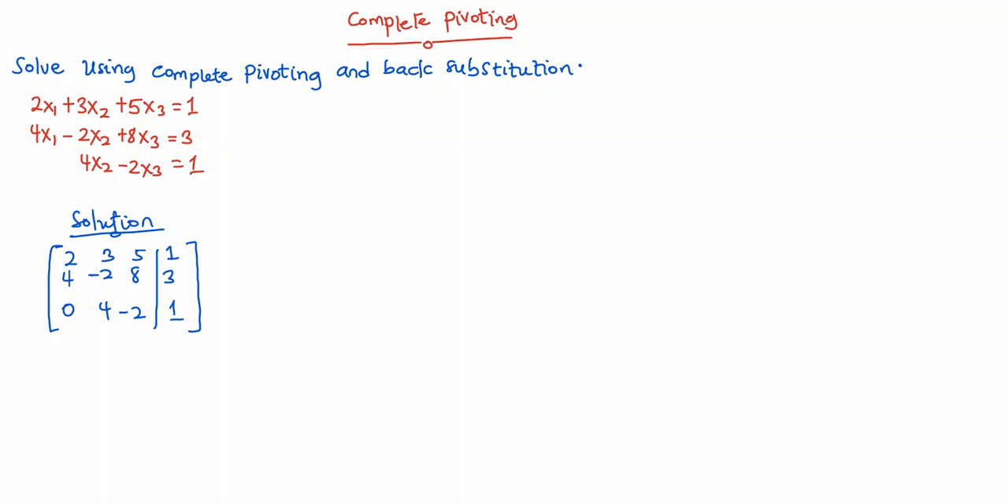One thing about complete pivoting is that unlike partial pivoting where we only interchange rows, for complete pivoting we can interchange both rows and columns. Let's look at that. And also, for things to be easy for us, I'm going to write the variables on each column. The first column is x1, the second is x2, and the third is x3. I write the variables there so that it will not confuse us during the solution.